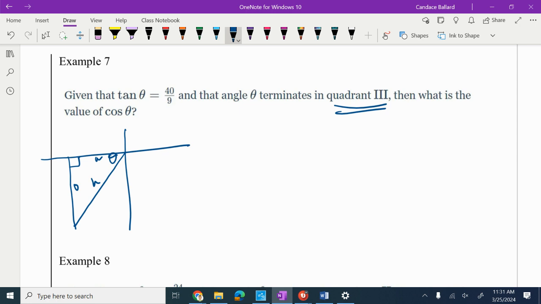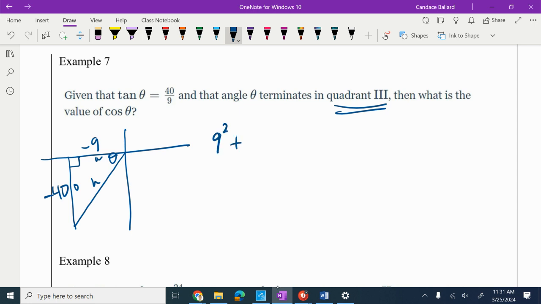Okay, let's check it out together. Okay. What should I put on my opposite? But I went down, so what do I need to put in front? Negative. All right, what about on my adjacent? Good, because I went to the left. Okay. All right, what do we have to use from here? Pythagorean theorem.